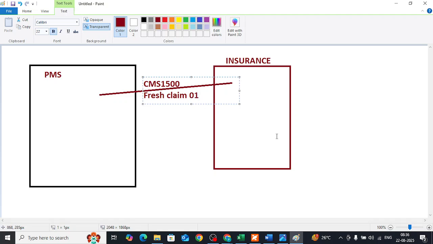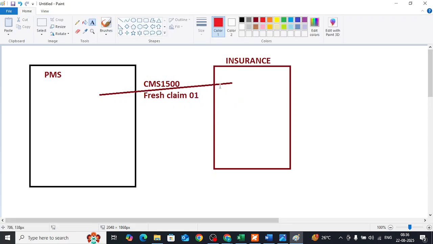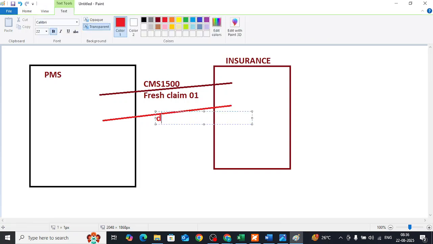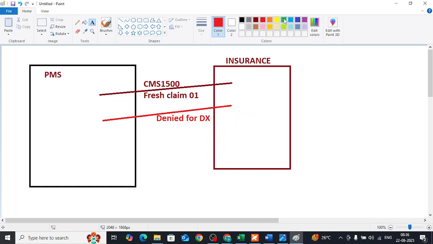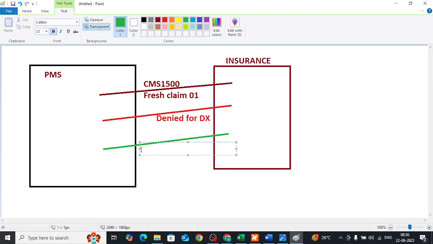But in case we already billed our claim form with 01 and insurance has denied it for some reason, maybe one procedure code has been denied, for example DX, that means diagnosis code. So we'll take help from our coding team and resubmit the claim form. If we are resubmitting with some corrections, that time we'll bill it as a corrected claim, and the code will go as 07.